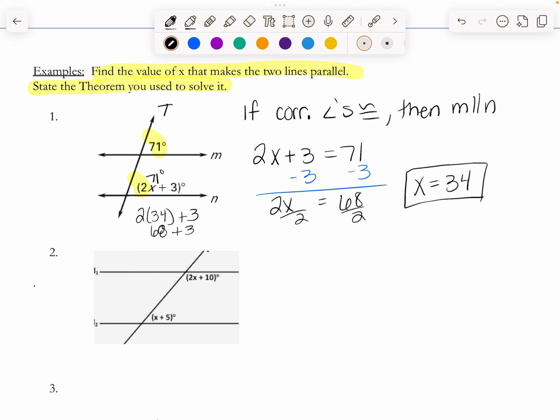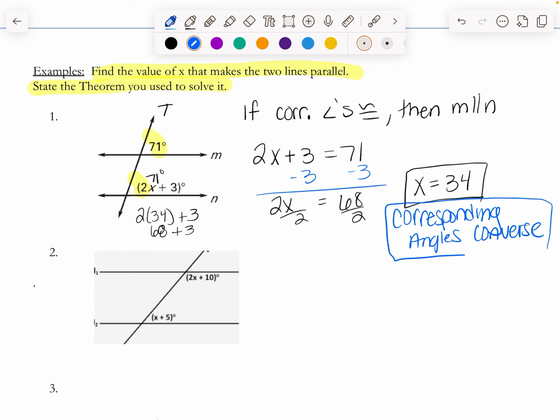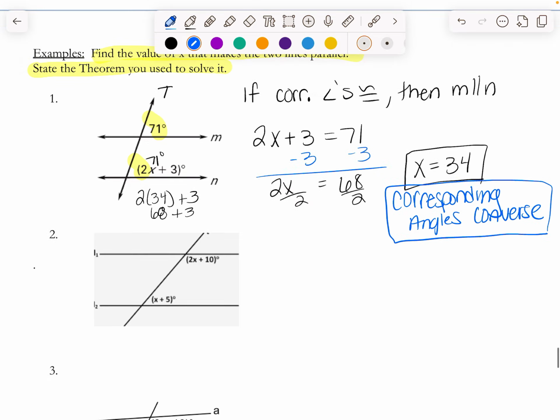So I'm going to have to say that x has to be 34, and that would be the corresponding angles converse. And we have to make sure to say converse because the corresponding angles theorem says that if the lines are parallel, then the angles are equal. But we want to prove that the angles are equal to show that the lines are parallel. So that's what we're doing this time.